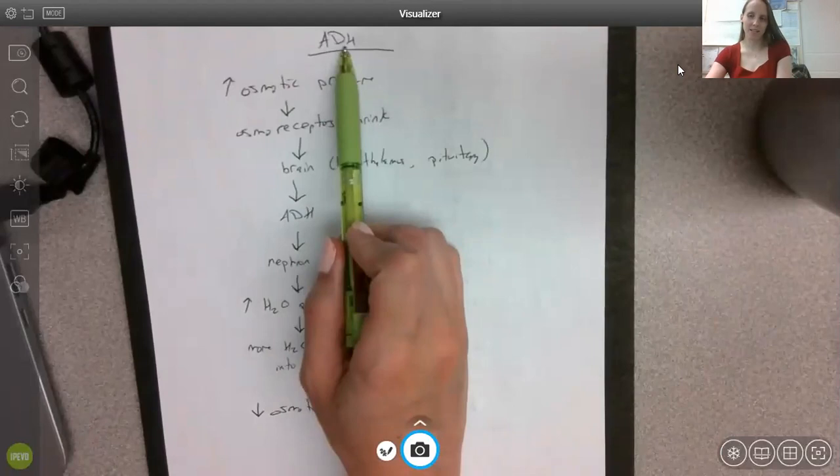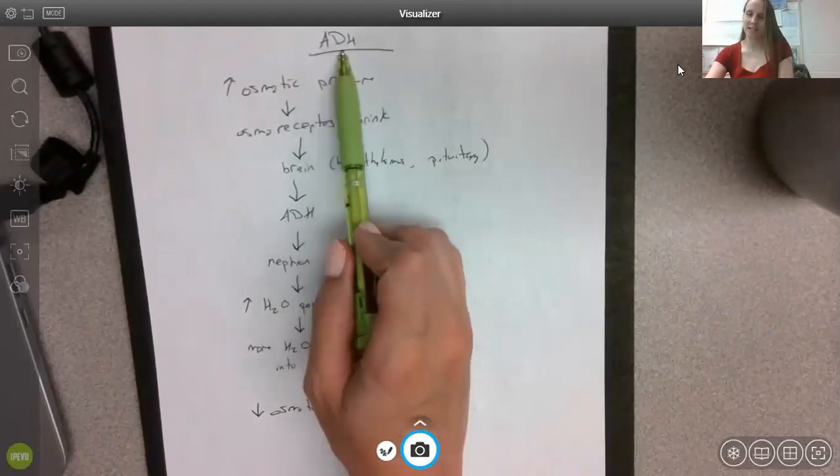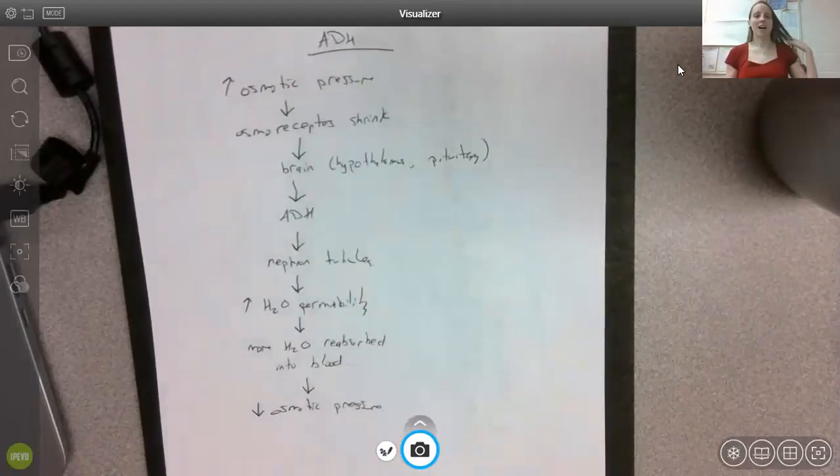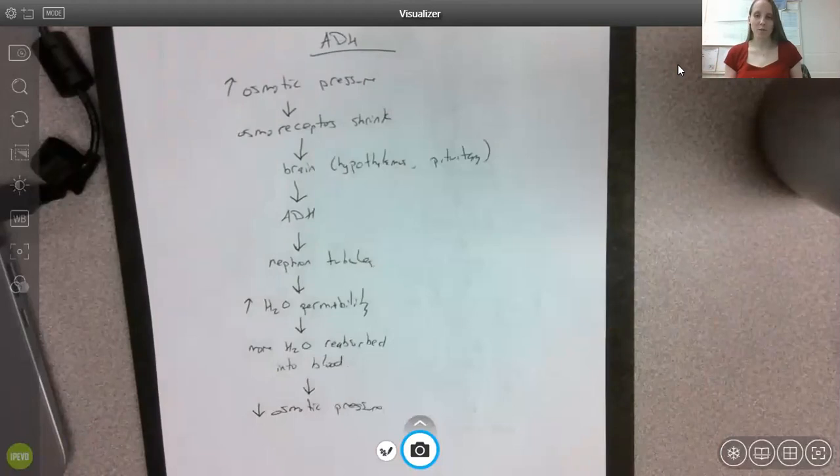A diuretic is something that makes you pee, so antidiuretic is something that stops you from peeing. And obviously you would want that if you were really dehydrated, which would be the case if you have high osmotic pressure. Okay, let me know if you have any questions.